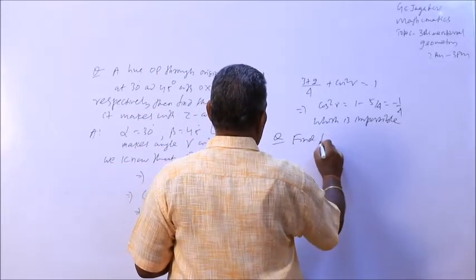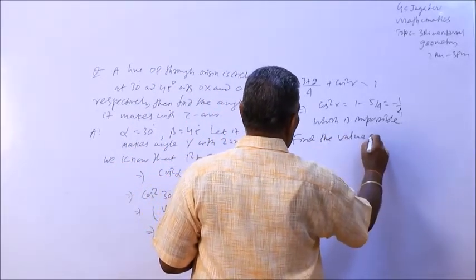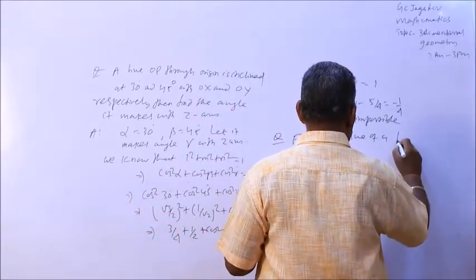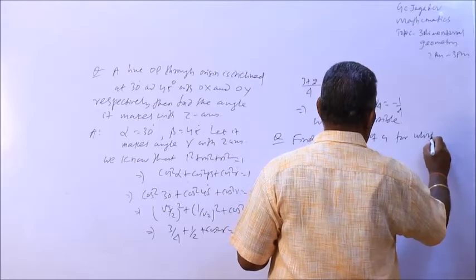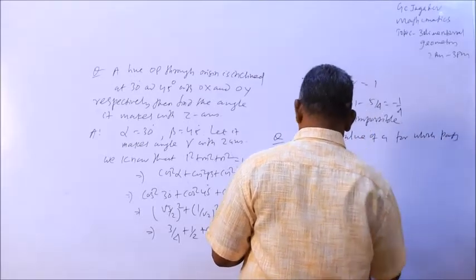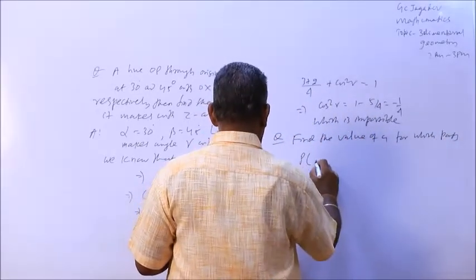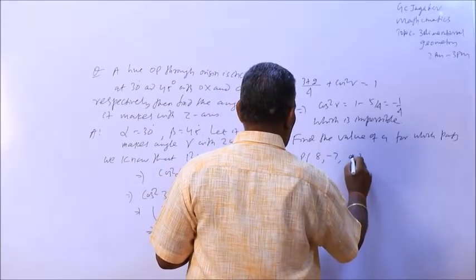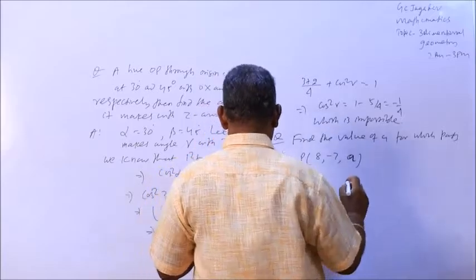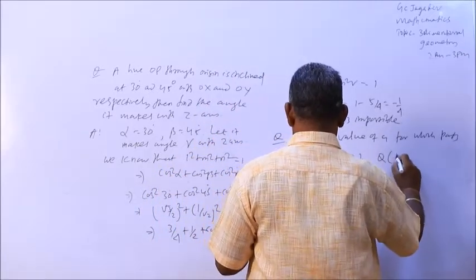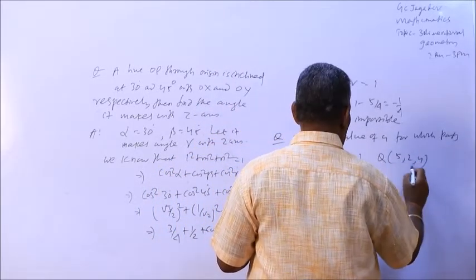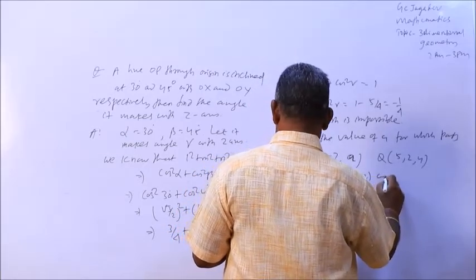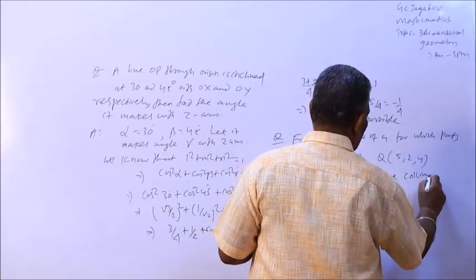Find the value of a for which points P(8, -7, 9), Q(5, 2, 4)... and R(6, -1, 2) are collinear. The points are P (8, -7, 9), Q (5, 2, a), R (6, -1, 2).